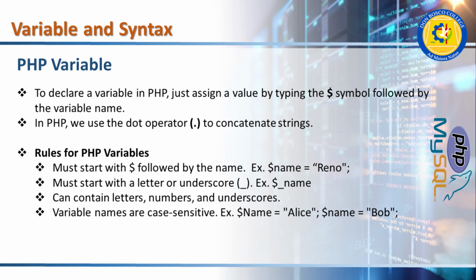In PHP, a variable is declared by assigning a value using the dollar symbol followed by the variable name. To combine or concatenate strings in PHP, we use the dot operator. The rules for PHP variables are as follows. A variable must start with the dollar symbol followed by its name. For example, $name equals Reno. The variable name must begin with a letter or an underscore symbol, as in $_name. Variable names can contain letters, numbers, and underscores. Additionally, variable names are case-sensitive, which means $name equals Alice and $NAME equals Bob are treated as 2 different variables.